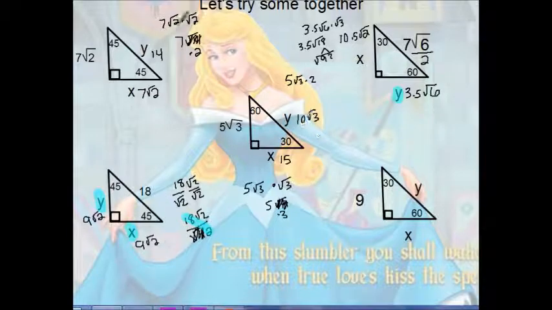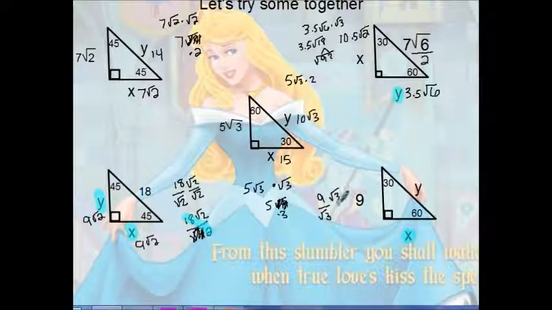My last one, a 30, 60, 90. Again, I need that 30 side first. I know the 60 side. To get from a 30 to a 60, I times it by root 3, so let's do the reverse. Here's my work. I need to divide that 9 by root 3. We know we can't leave that.